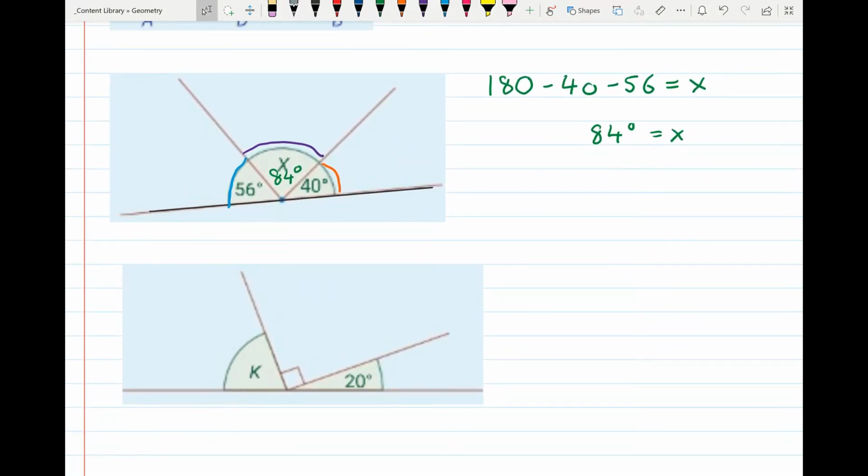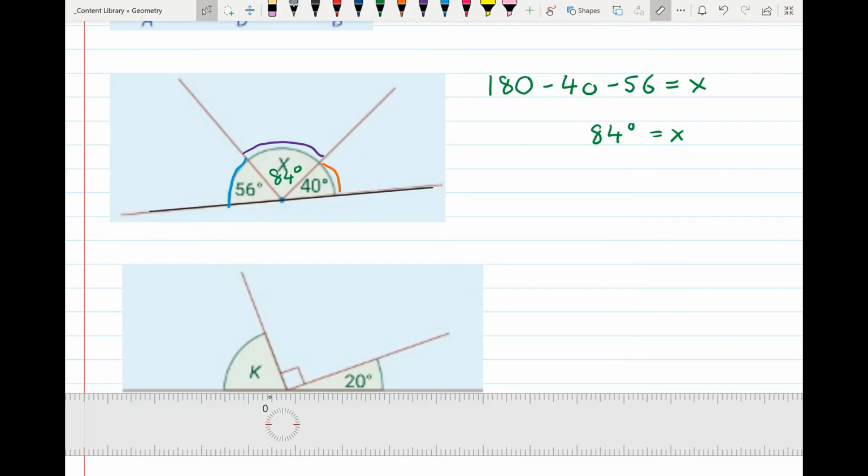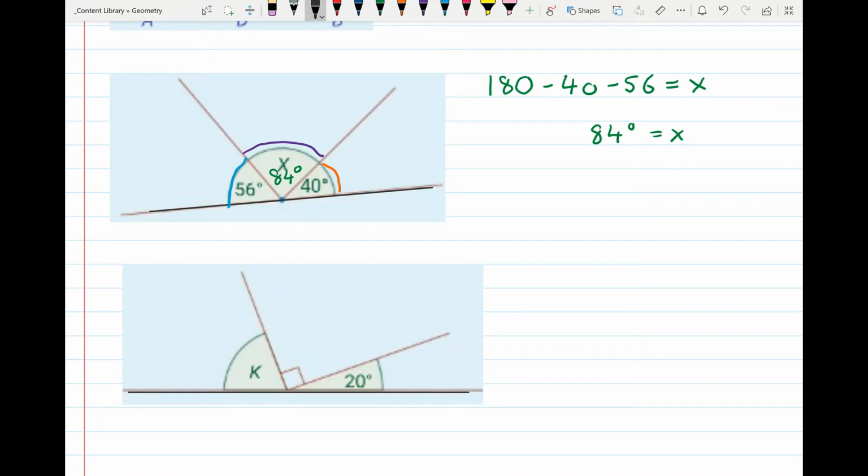One more one. Again, we look for a straight line, which is here, along the bottom. So that line is 180 degrees. We know the first little bit is 20 degrees. The next part is this symbol here in the middle. They don't give us any value. But if we remember from our types of angles, that symbol represents a right angle, which means it has 90 degrees in it. And the third angle, we do not know the size of that. It's called K. So we have to solve for the angle K.